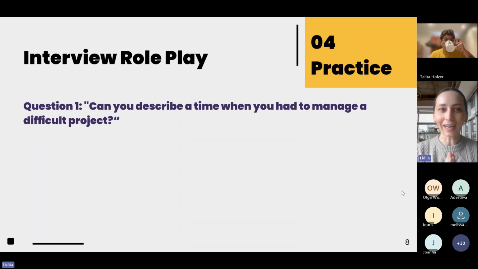Talita, unfortunately, I cannot see the chat box. I don't know why. I'll keep an eye on it. Teams is weird. So yeah, no worries.